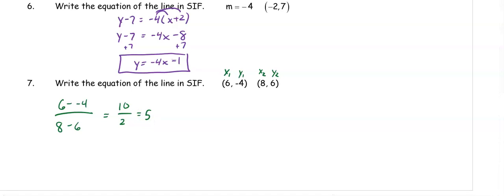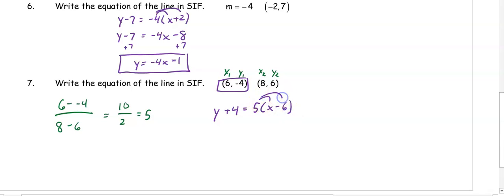So if 5 is our slope, we can pick either point to use. I'll just use the first one. So y plus 4 equals 5 times x minus 6. We can distribute. So we get y plus 4 equals 5x minus 30. Subtract 4, y equals 5x minus 34.